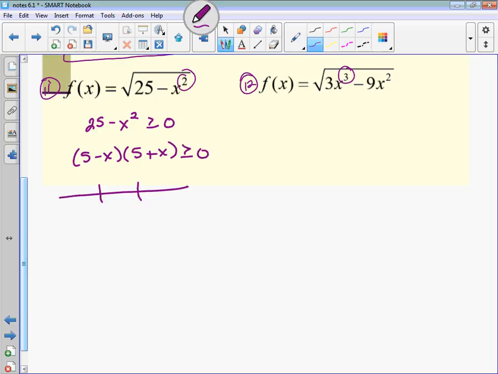All right, and what are the 2 points on your number line? Negative 5 and 5? Okay. What makes this 0? Negative 5. What makes this 0? 5. Okay. That's what we're doing. That's it. All right. So you guys try to create your number line and write your domain. See how you do.